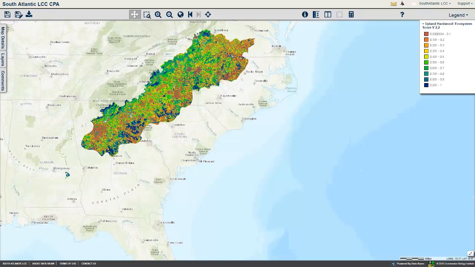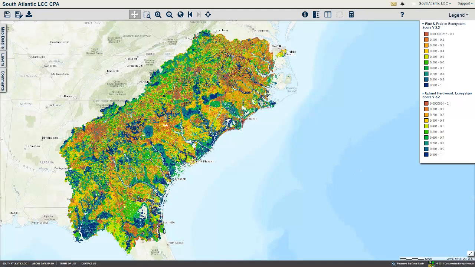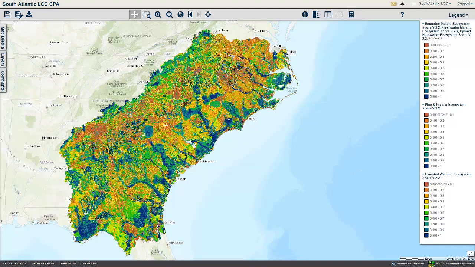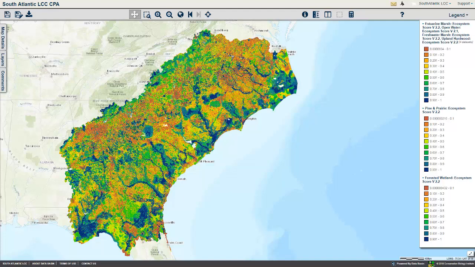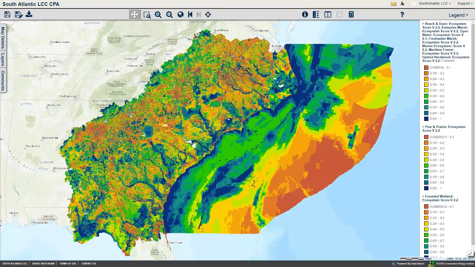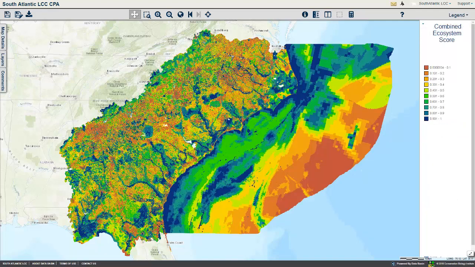Starting again with upland hardwood, let's add pine and prairie, then forested wetland, then freshwater marsh, estuarine marsh, estuarine open water, maritime forest, beach and dune, and marine. Now we have the most important areas of each ecosystem in blue and the least important areas of each ecosystem in red, according to the condition of the indicators. Doing the analysis within each individual ecosystem and then seaming them together ensures the blueprint includes balanced representation across all ecosystems, so we don't prioritize one system at the expense of another.